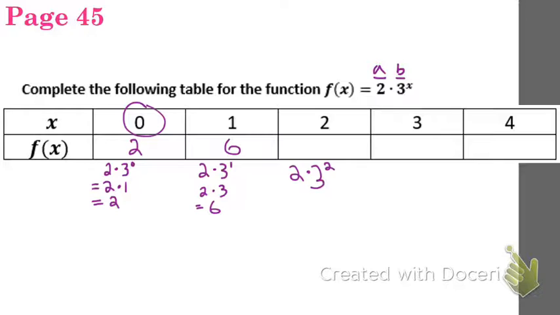Okay, x equals 2, what did we get? 18? Sounds right to me. And then 3? 54? And 4? 162? Sounds right. Cool.